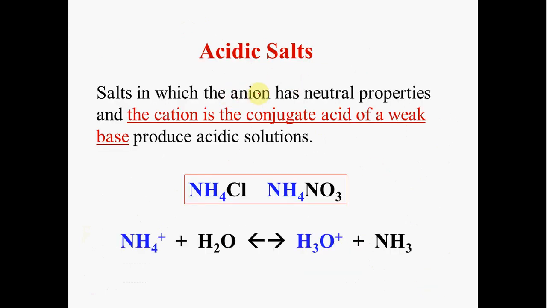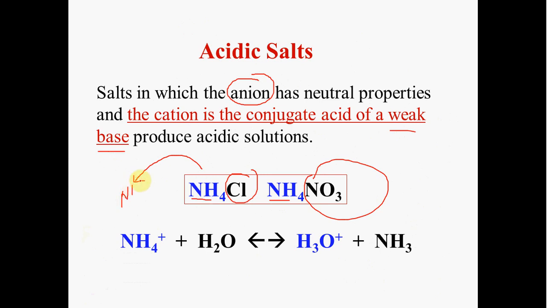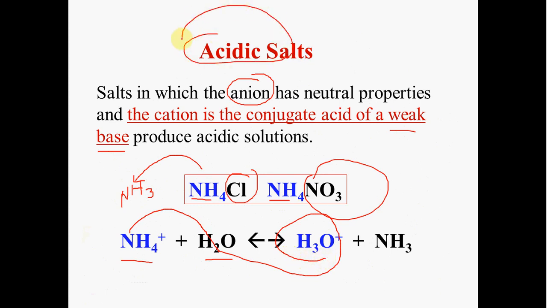An acidic salt is where the anion has neutral properties, but the cation is the conjugate acid of a weak base. So your anion is from hydrochloric acid or nitric acid, but your cations are coming from a weak base, so they're going to form a strong conjugate. The ammonium ion comes from the weak base NH3, so since the base is weak, the conjugate acid that's formed is stronger than water and can continue on to react with water by donating a proton to form the hydronium ion and give you an acidic pH.